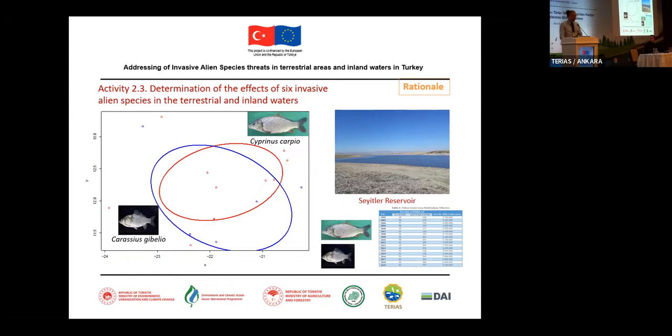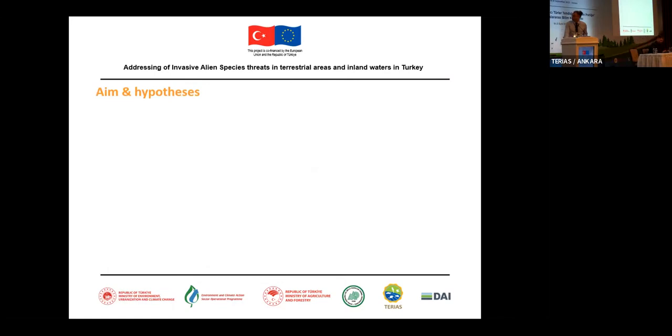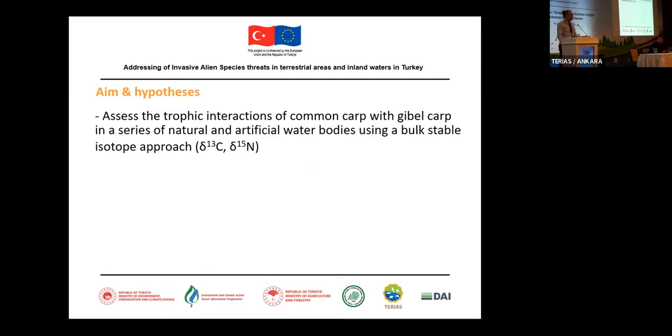Then, based on these results, because we have been seeing this consistently for a long time since starting the project, that their niches overlap significantly, we thought that we should look not only at one reservoir, but at a series of water bodies, so that we can claim that this is a consistent pattern. Based on this, we can suggest some management implications and actions.